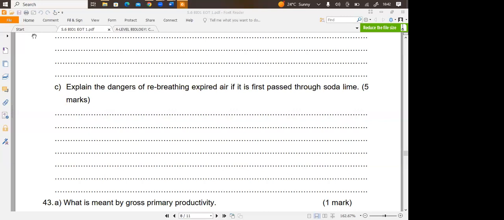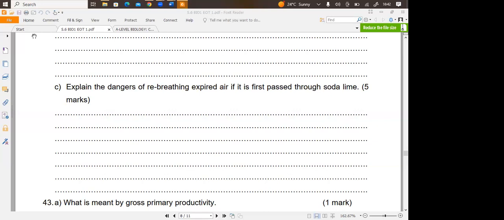Then Ojulong is saying soda lime removes carbon dioxide from the expired air, which reduces the carbon dioxide concentration, which is true. The air causes a reduction in the rate of breathing. Oxygen supply to the body tissue reduces. Yes, Ojulong has a point here.